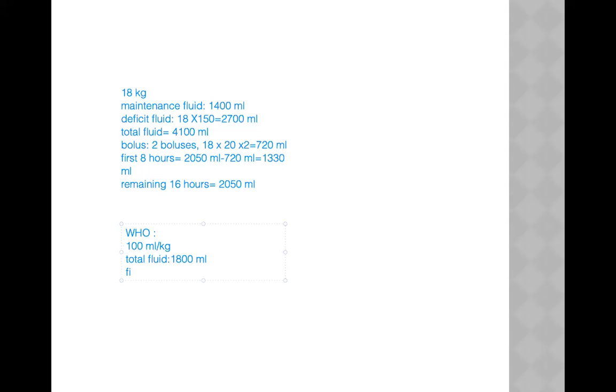Now in the first half an hour, how much fluid does the child need? 30 ml per kg. What is the weight here? 18 kg. So this much fluid the child is getting in the first half an hour. So this is 540 ml, if I'm not wrong.